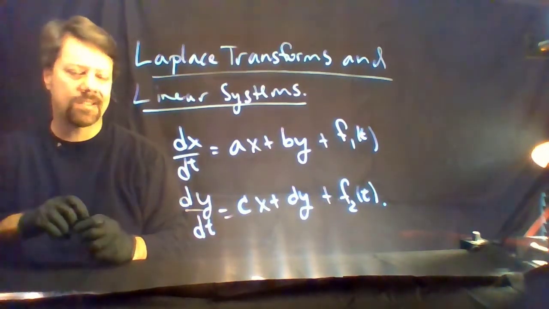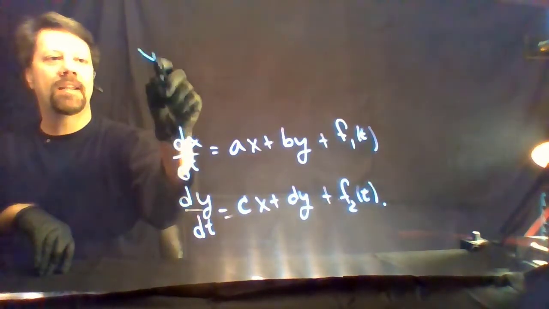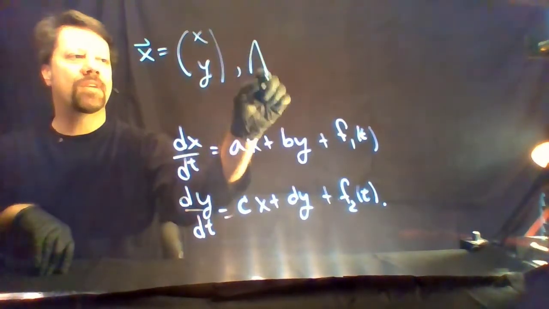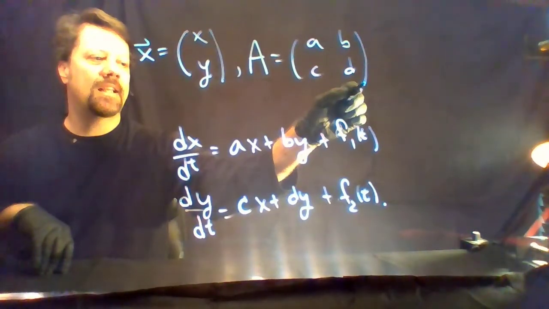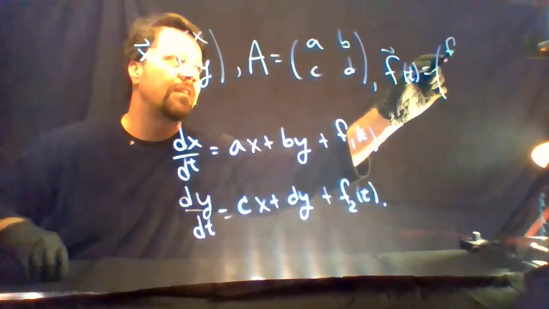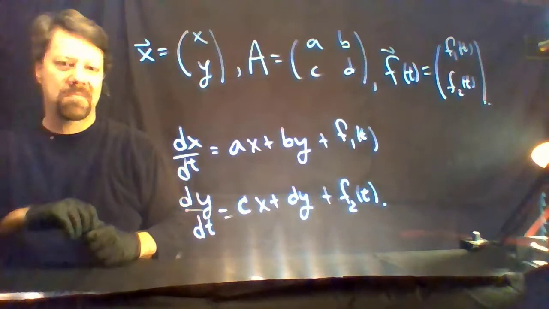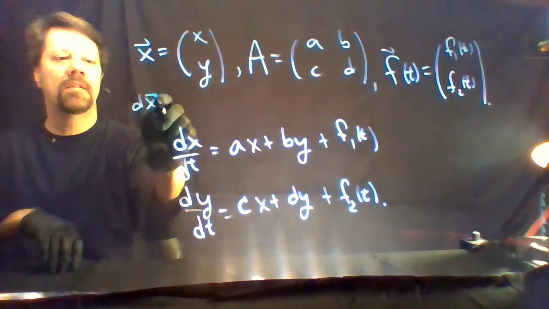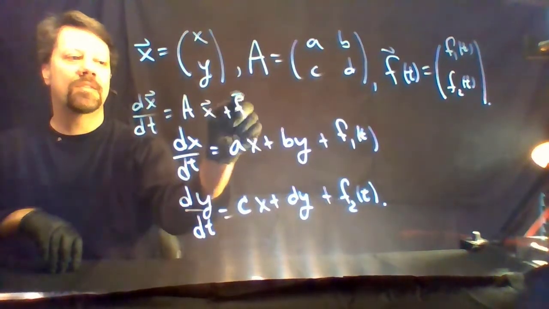We can re-express this in a matrix form. In particular, suppose that I write the vector x is x, y, and the matrix A is the matrix A, B, C, D, and one more thing, the vector valued function f is f1 of t, f2 of t. Then this system may simply be written dx/dt is Ax plus f of t.